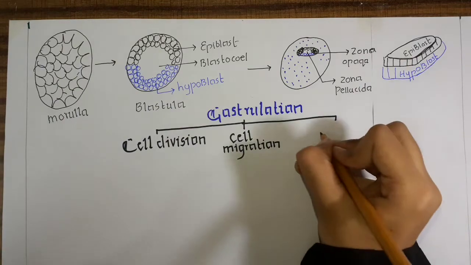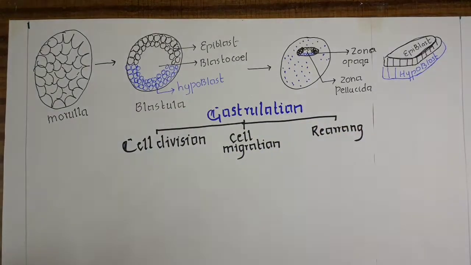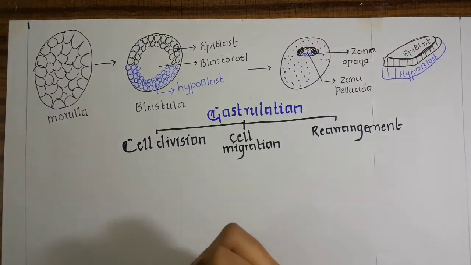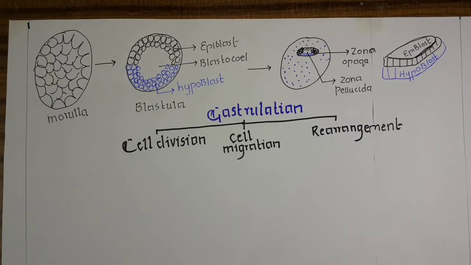Usually we learn about division, but division alone is not enough. The cell must reach its particular place. If it is a cell of the nervous system, then it must reach its particular place, and not just reach it, it must be rearranged in a particular sequence. So first there is division, then after division migration of cells occurs, and when it has reached its particular place, the cell will get rearranged in the particular sequence.